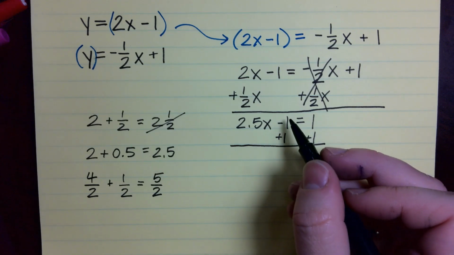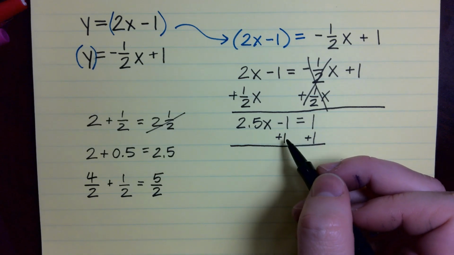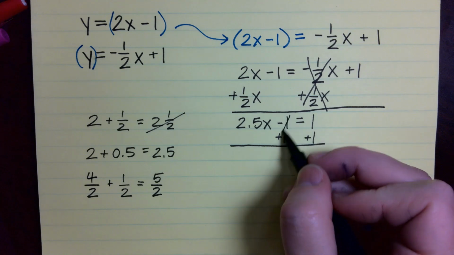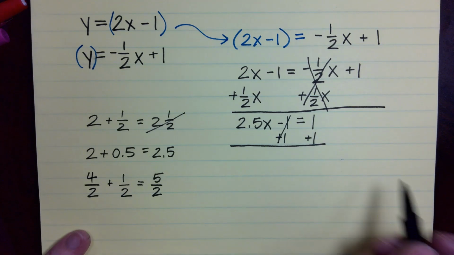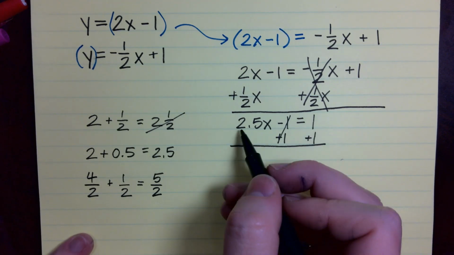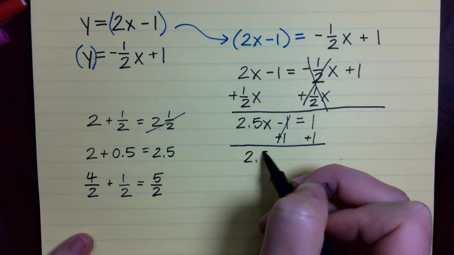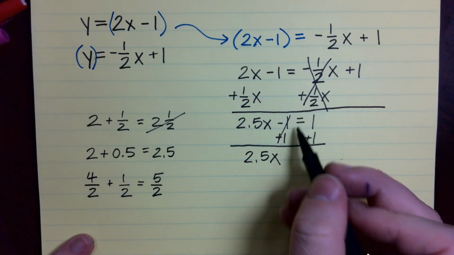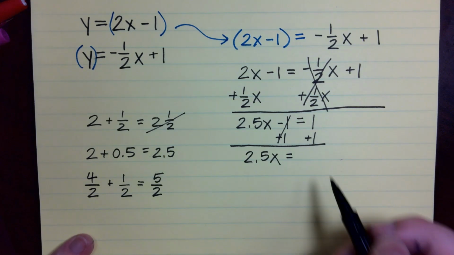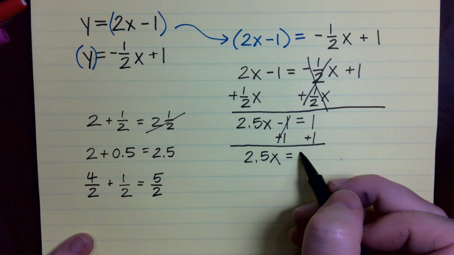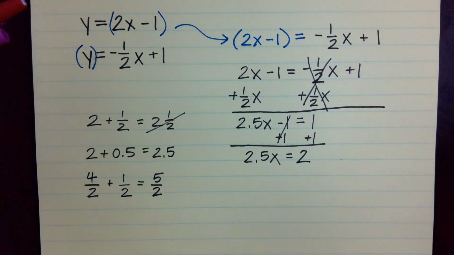What happens to my negative 1 and my plus 1? They cancel. Good. So then I want to bring everything down. I've got 2.5x equals 1 plus 1. What's that? 2. Okay, what's my next step?